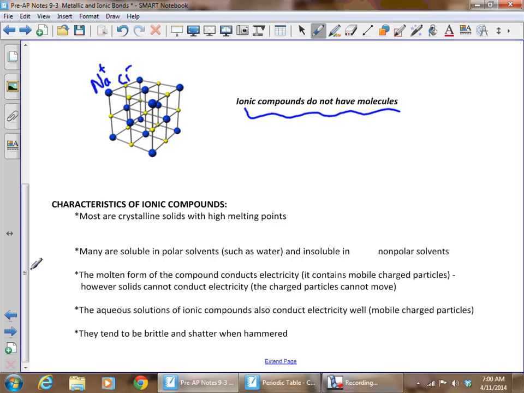Think about it, if I were to hammer this block of sodium chloride and I were to get those charges misaligned just a little bit, instead of being opposite, like sodium chloride, positive, negative, all of a sudden I have positive, positive line up, negative, negative. Remember, those repel, and I'm going to have that crystal just shatter. So that's why ionic compounds tend to be very brittle. A piece of rock salt, if you hammer it, will shatter.